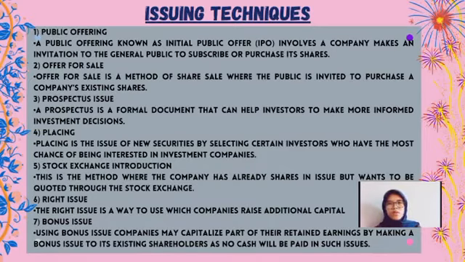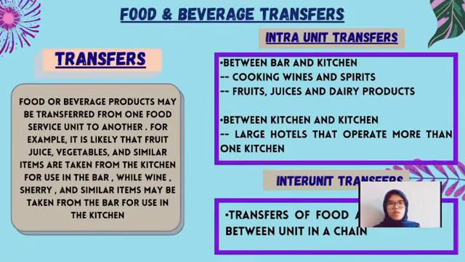This is about transfer. Food or beverage products may be transferred from one food service unit to another. For example, fruit juice and vegetables or similar items. Beverage transfer is an intra-unit transfer between bar and kitchen, for example cooking wines and spices, fruit juice and dairy products. Second, between kitchen and kitchen, in large hotels that operate more than one kitchen. Third, inter-unit transfer, which is the transfer of food and beverage between units in a chain.